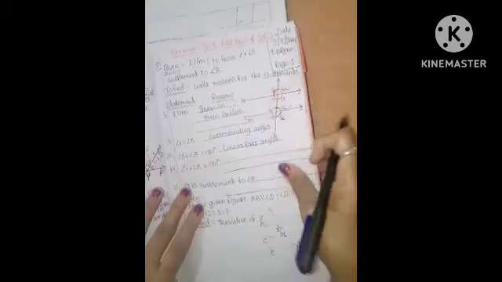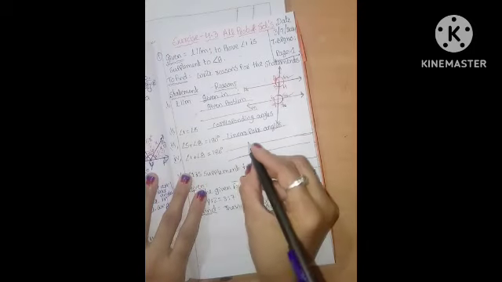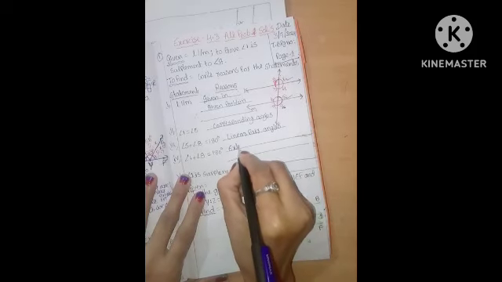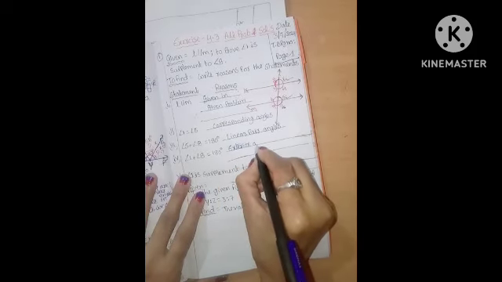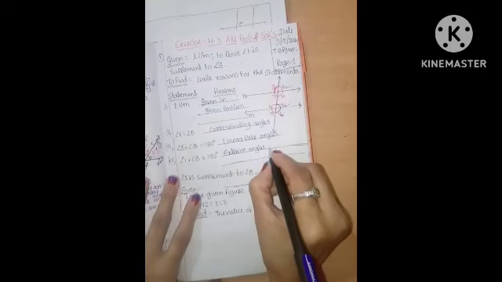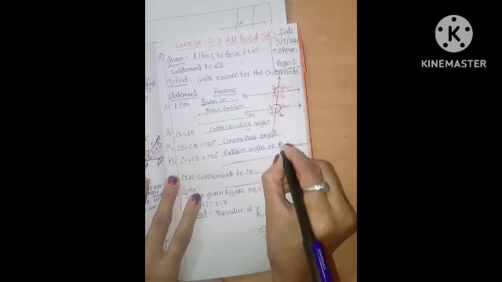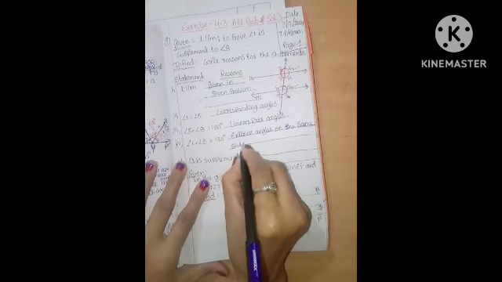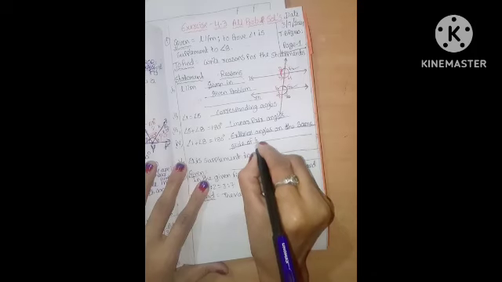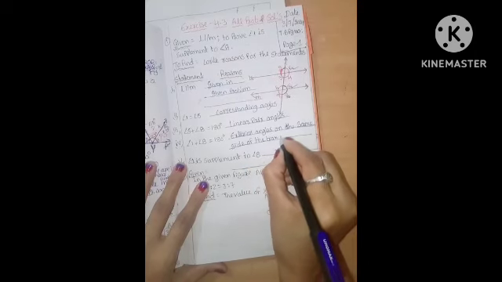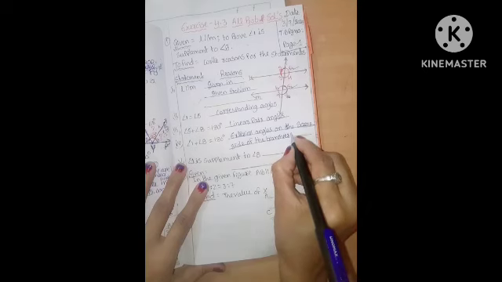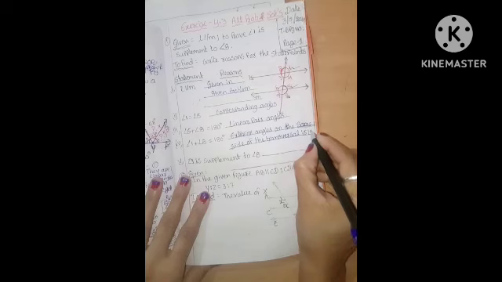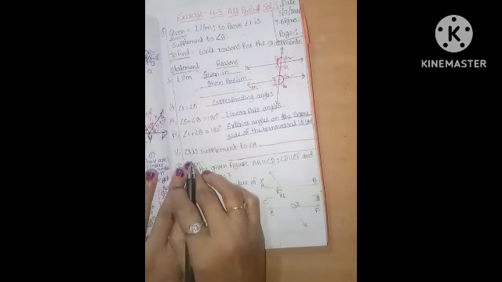What theorem are we using here? It is Theorem 4.3. So you write that point here as the reason: exterior angles on the same side of the transversal is 180 degrees. Okay, are you clear? Next, the fifth statement.